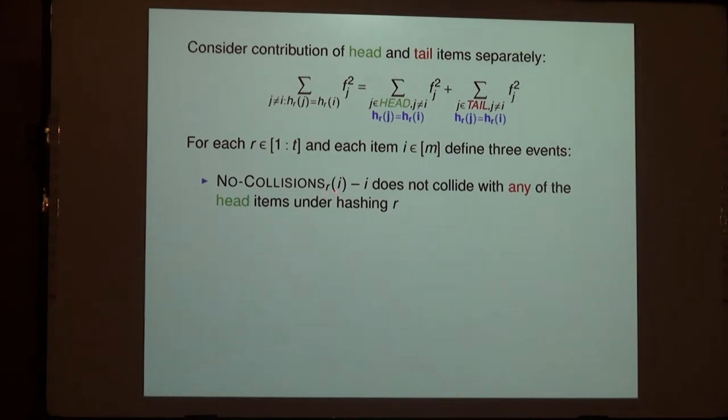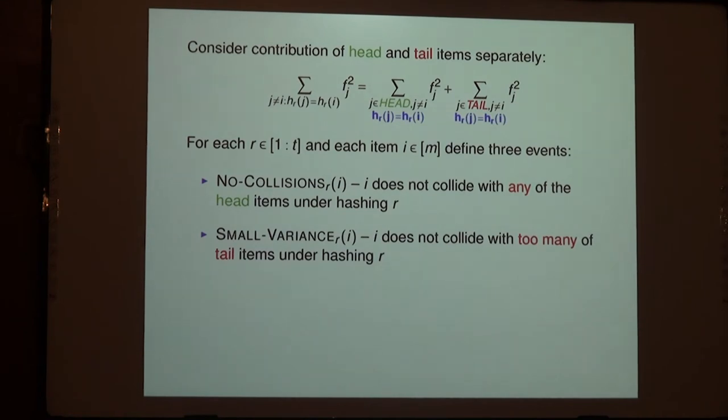So first, the no collisions event. It depends on i, and it also depends on this parameter r, which hash function it occurs for. This event occurs when our data item i does not collide with any of the head items under hashing r. And because we're hashing into 100k buckets, this will happen pretty often. Good. So this will let us control the first term.